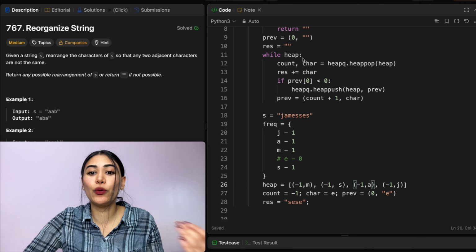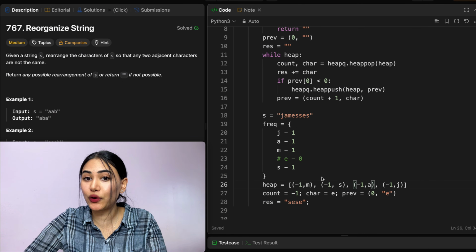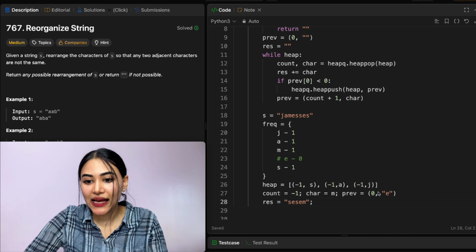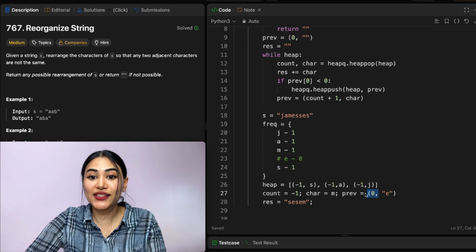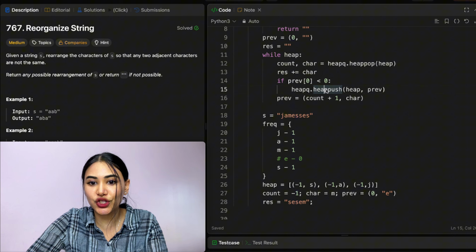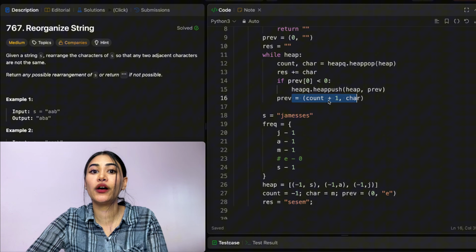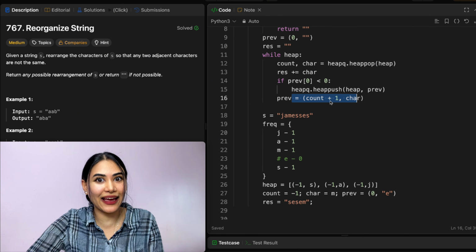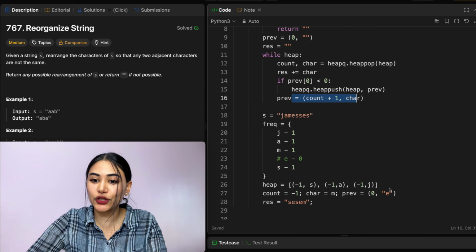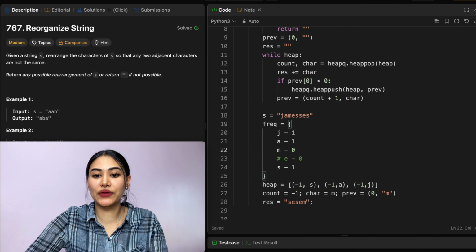Going back in this loop, we pop off from heap, so we get negative 1m. We add m to the end of our string, and we check if previous at index 0 is less than 0. That's not true, right? We've used up all characters, so there's no need to bring this back into the mix, so we don't. We're not going in this if condition, and we're just setting our current tuple to be previous. We can't use it again, at least for now. So we're going to do count plus 1, which is 0, and the character, which is m. So this is also out.